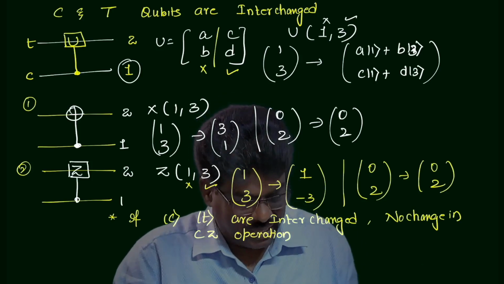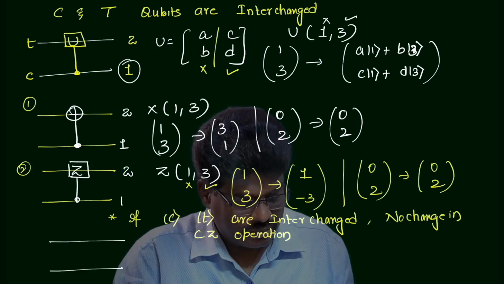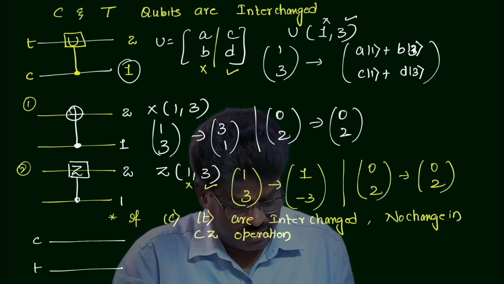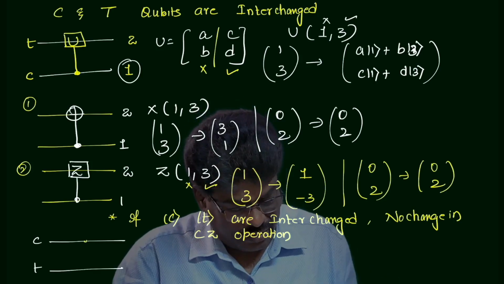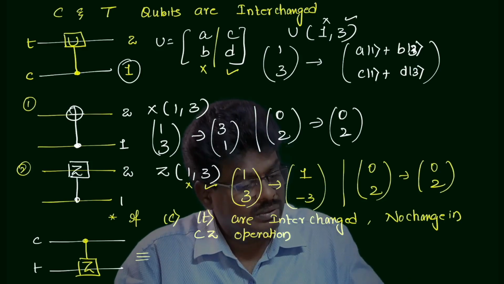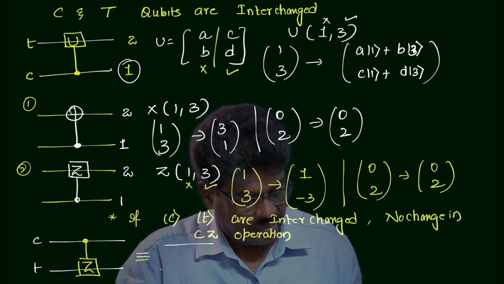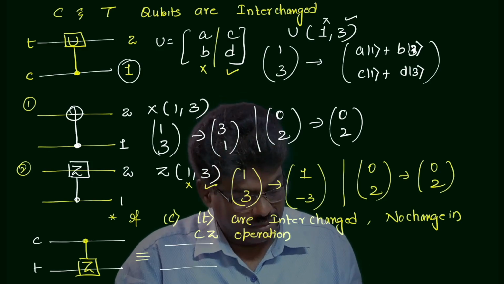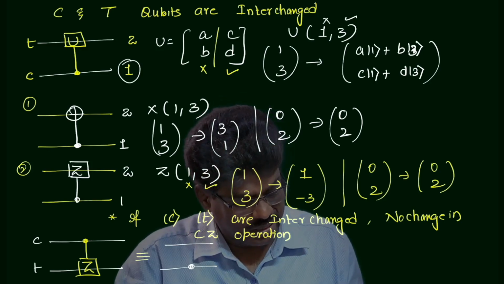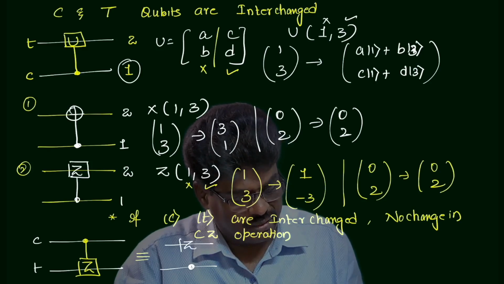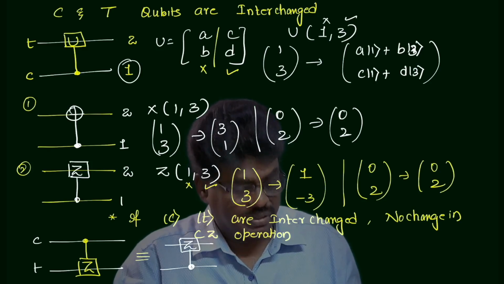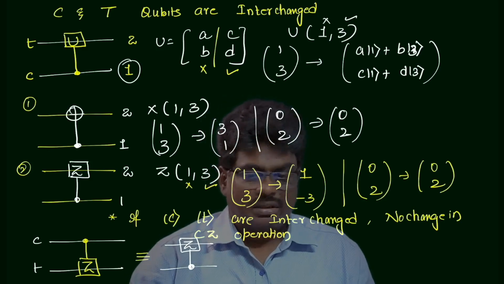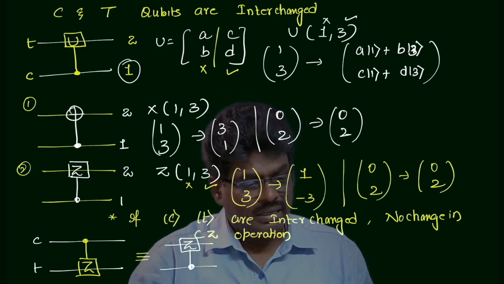So we can represent it like this. This is control and this is target. Here we have this CZ gate. This is equivalent to one where control and targets are interchanged. So this time this is control and this is target, and both are the same. I hope you understand this, and if you still want some more examples, I will take this one.